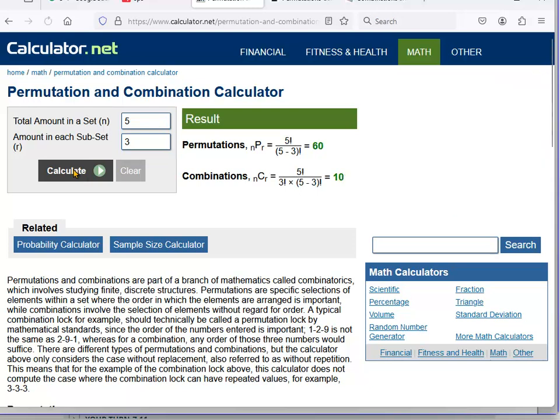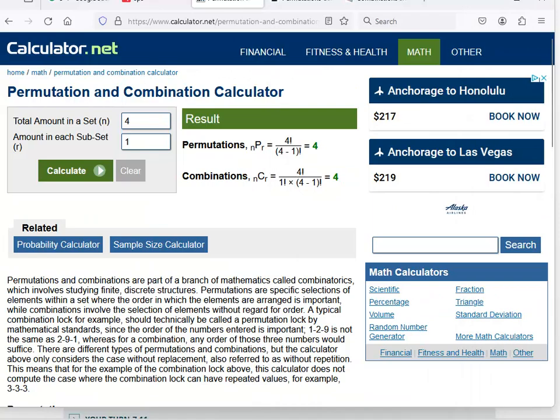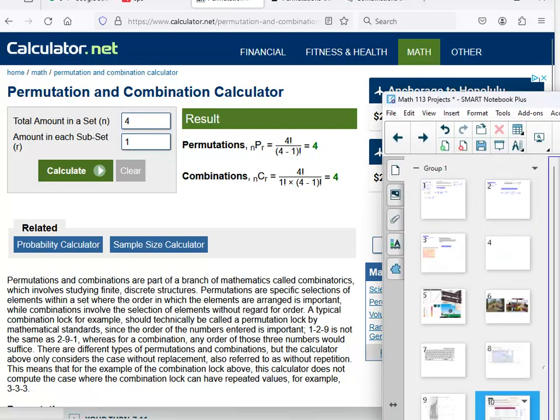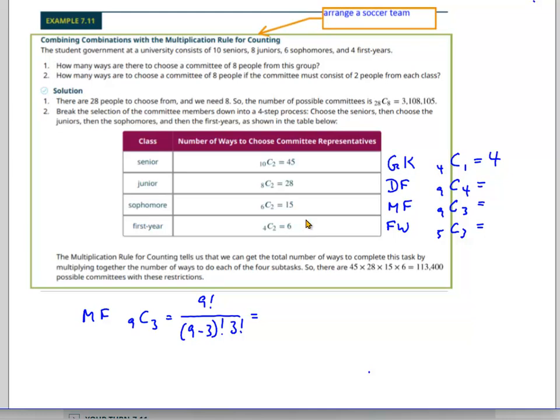There we go, 10. And then I can put that for the goalies here. I already know the answer. 1 out of 4 is... Did I say 1 combination earlier? Hopefully I said 4, didn't I? Let's see. Oh, I grabbed the wrong one here. Yes, I did say 4 earlier. There it is.